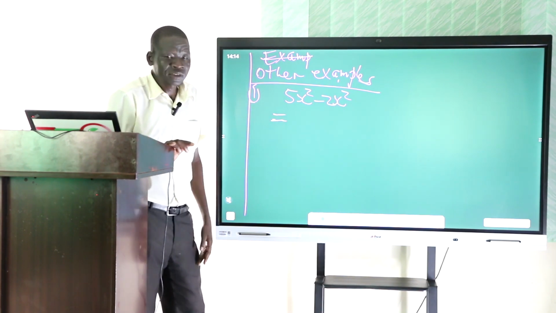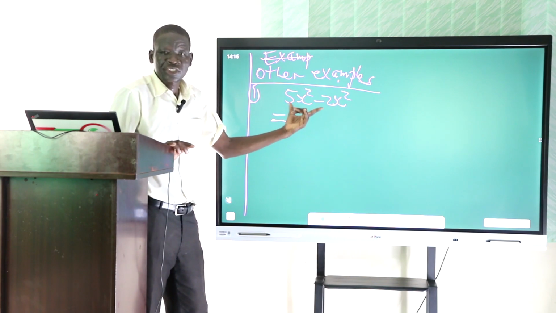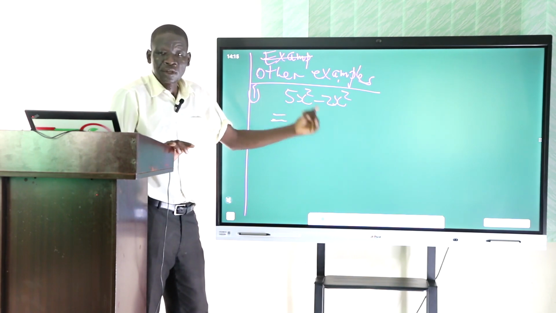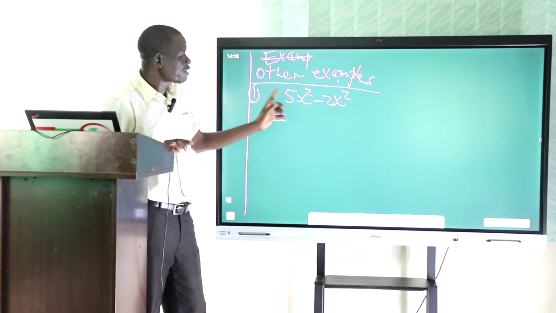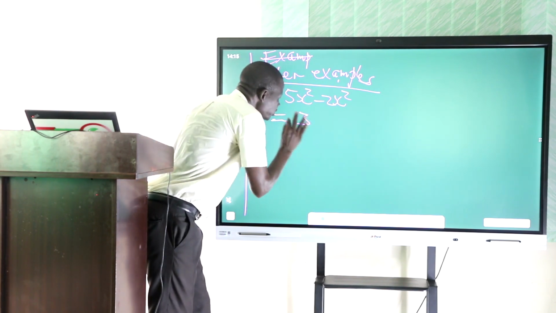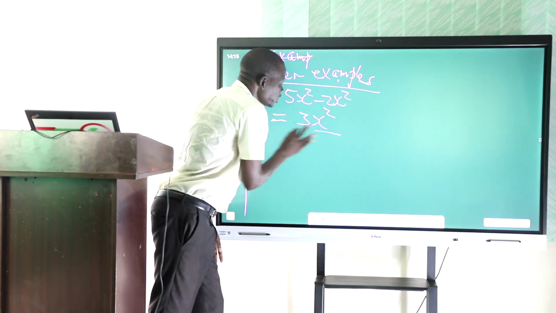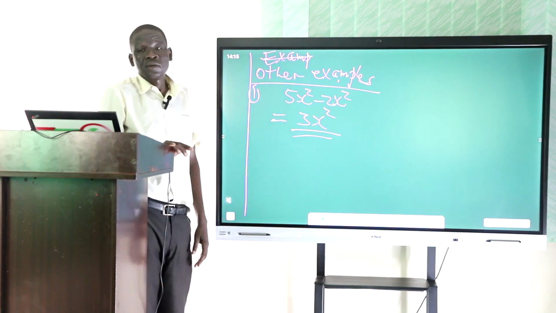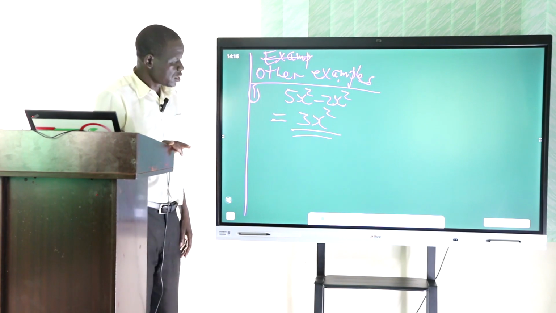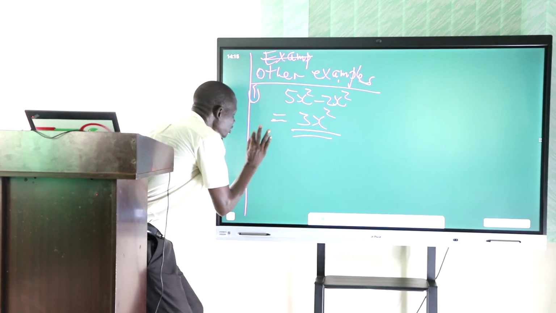And when we are subtracting, just subtract the coefficients. Then the variable will remain the same. So 5 minus 2, we get 3. Then you put there the variable, x squared. So 5x squared minus 2x squared, we get 3x squared.